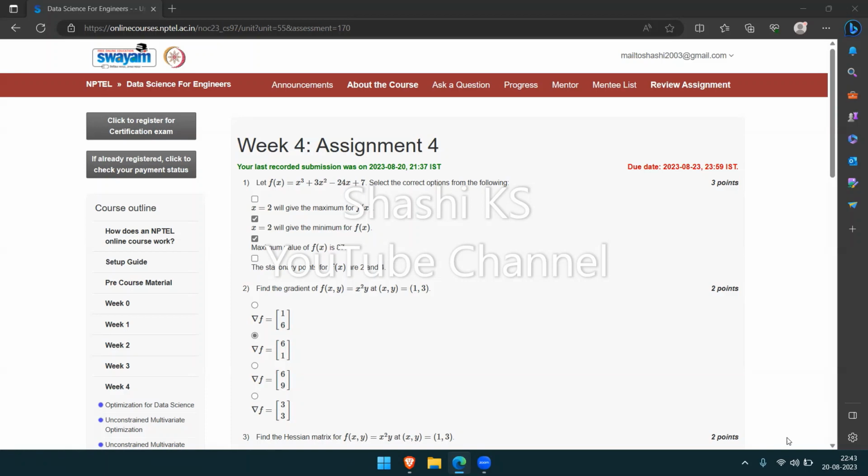Next question is, find the gradient of f of x comma y is equal to x square y at x comma y is equal to 1 comma 3. So here the answer to this is gradient for f of x comma y is 6 and 1. Next question.